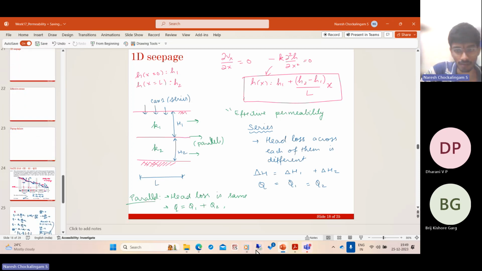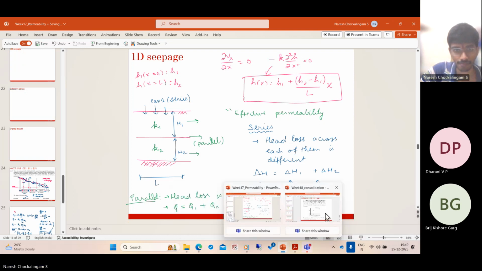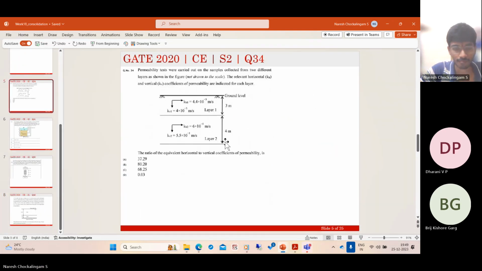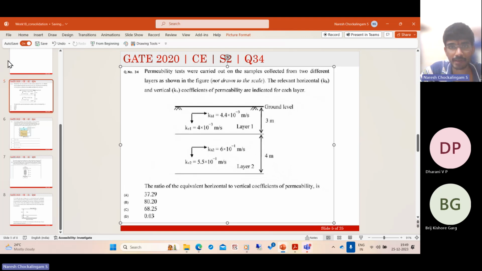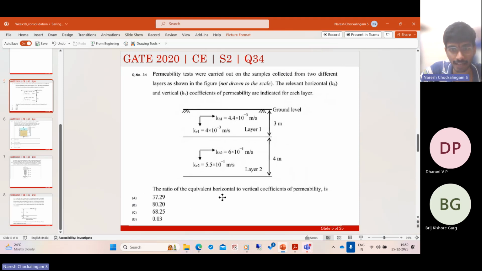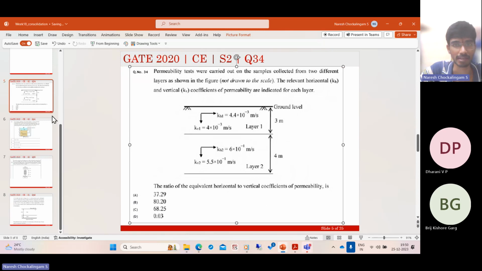So let us solve this problem. It's a simple problem. Permeability tests were carried out in two different layers, and they have these values: the horizontal and vertical permeabilities of the two soils. I hope the size is visible, or let me increase it. The relevant horizontal and vertical permeability for each layer is indicated. What is the ratio of the equivalent horizontal and vertical coefficients of permeability?